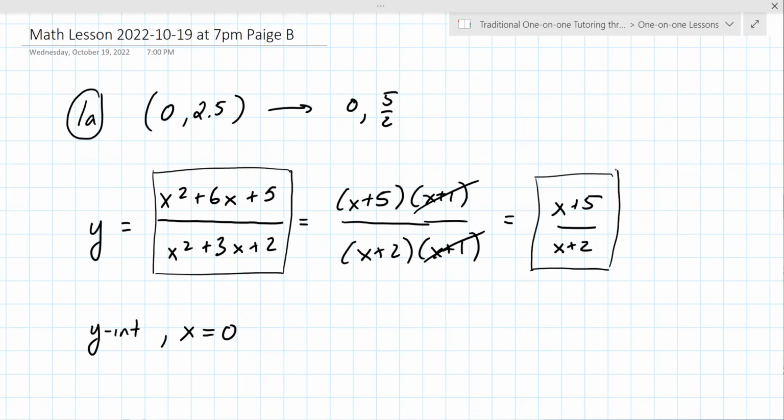Function, they both should have the same y-intercept. Okay. So if you look at the original, it would be 0 squared plus 6 times 0 plus 5 over 0 squared plus 3 times 0 plus 2. And that reduces to 5/2. Right. So the y-intercept is when x equals 0.